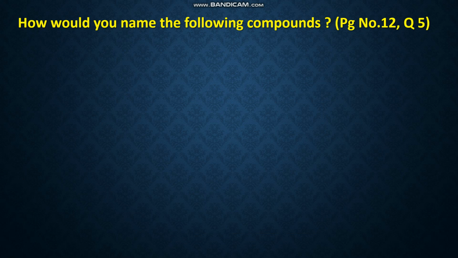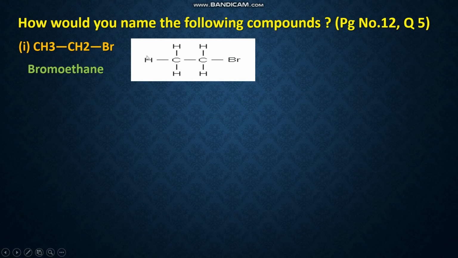Next, how can we give the name of the compound? This question is also there in the textbook, page number 12, question number 5. So how to name this organic compound? First we have to see how many carbons are present. There are 2 carbon atoms present. So the corresponding alkane name is ethane, and which functional group is present here? Bromine. So how to give the name for the bromoalkanes? Bromo prefix should be given to the alkane. So bromoethane. Same compound, both are same. Here CH3 is written together, and C attached to hydrogen atoms is written as CH2 and Br.